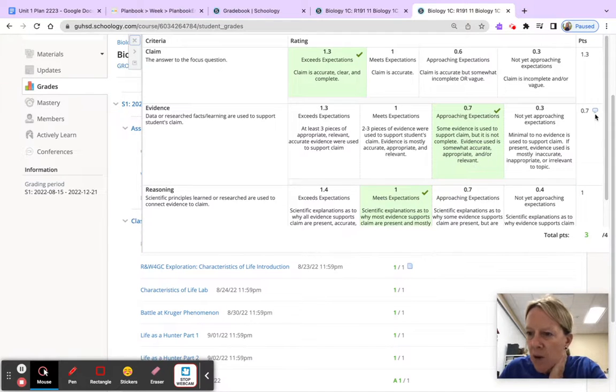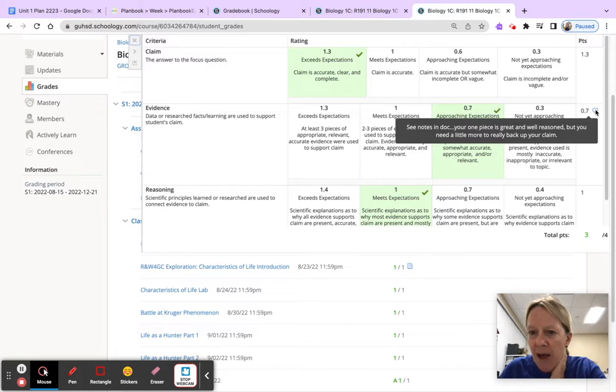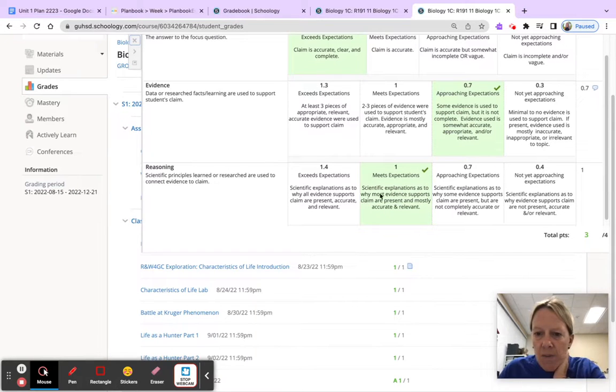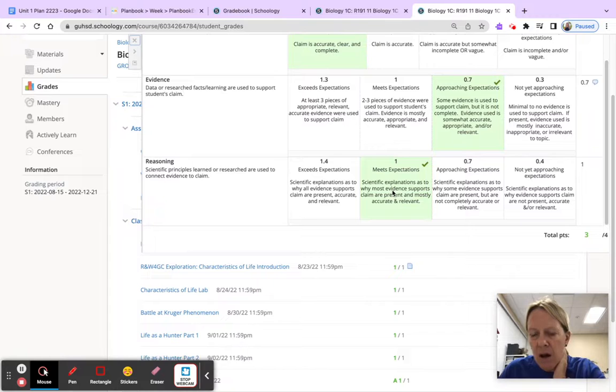And then you can see there's a little comment bubble over here. So if you hover over that, it says see notes and doc. Your one piece is great and well reasoned, but you need a little more to really back up your claim. So it looks like this student is just missing some evidence. And then reasoning, they got scientific explanations as to why most evidence supports the claim are present and mostly accurate and relevant. So that's good reasoning. And it's actually likely that the reasoning was very good and maybe exceeded expectations, but there was so little evidence that I couldn't give an exceeds on this.